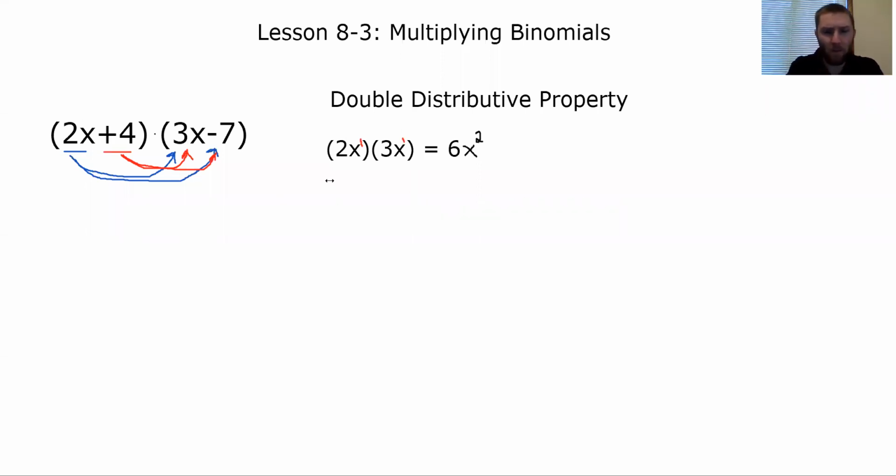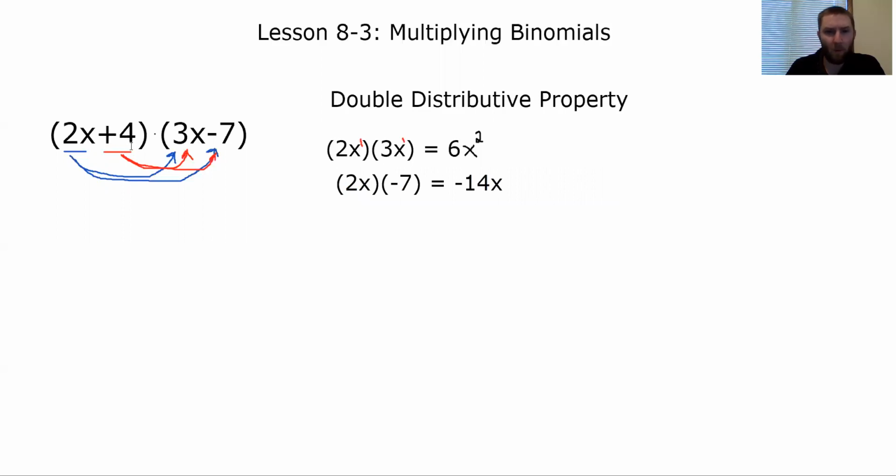I also need to distribute the 2x to a minus 7. It is important to keep the minus and plus signs on these numbers, or on anything that you're multiplying, because that can affect your answer. So in this case, 2x times a minus 7. 2 times a minus 7 makes a negative 14. There's still an x there, and that doesn't get multiplied by anything else. So it's minus 14x.